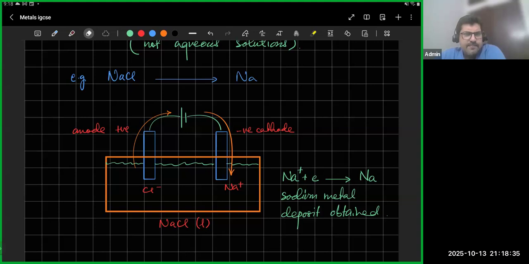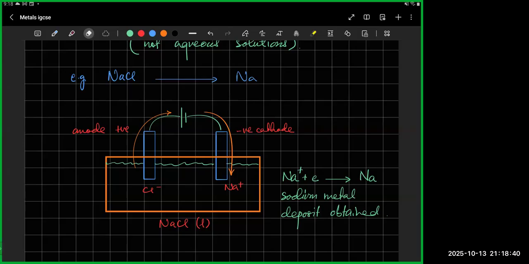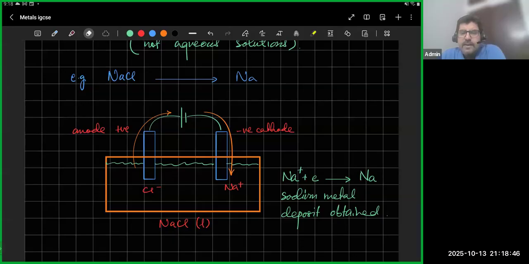Siddharth, clear? Sai, is this clear? Yeah, Zainab, is this clear? Yes, sir.